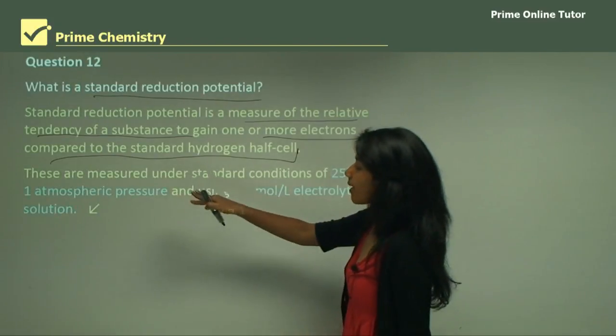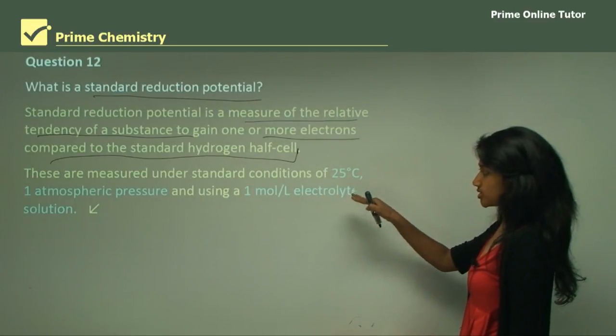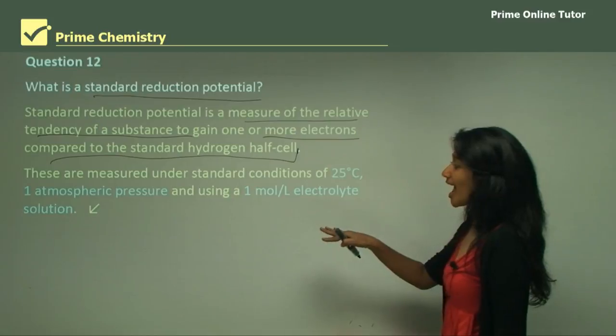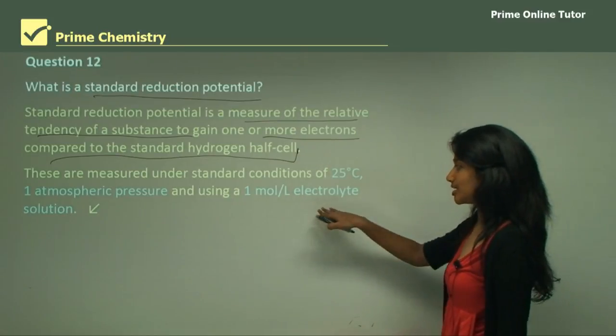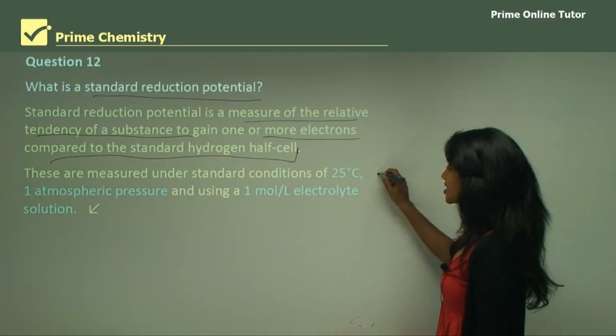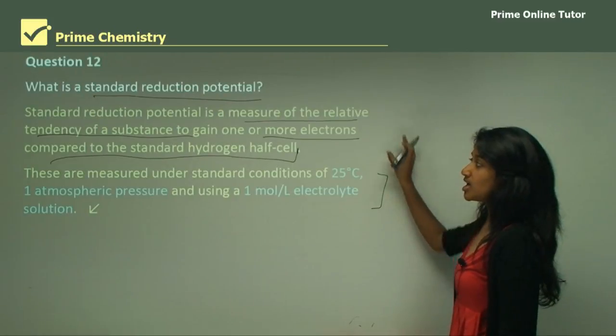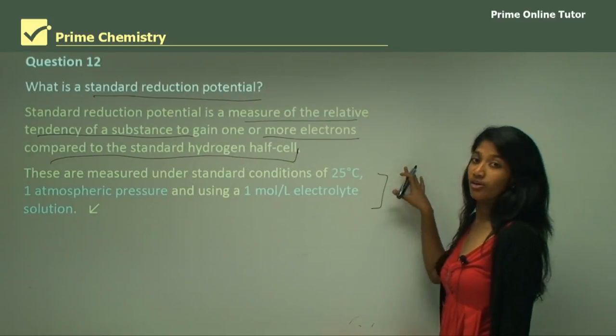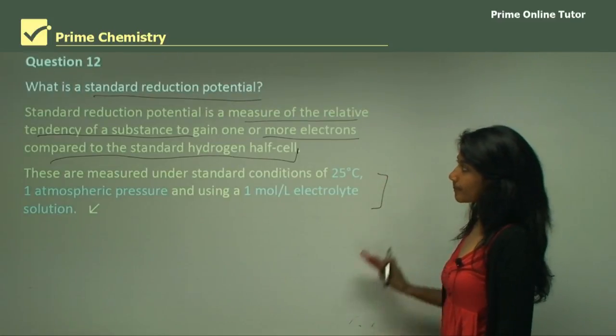These are measured under standard conditions of 25 degrees Celsius, 1 atmospheric pressure, and using 1 moles per liter electrolyte solution. Now these are the conditions that you would have the standard reduction potential in, and this is also a vital component of your answer for such a question.